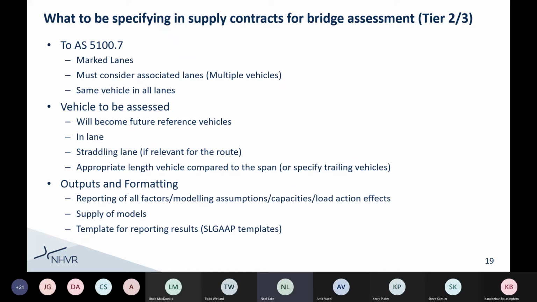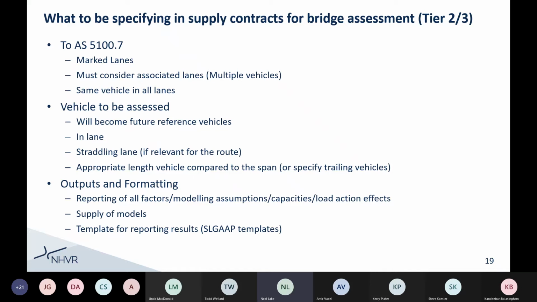So, on the outputs, it's very important that you specify in your contract the outputs that you want. You need to make sure that they report all factors, modelling assumptions, and the capacities of the members. That's very important because we need to see that they actually have done capacity calculations. Also what the load action effects are, so that's the moments and the shears and the different load action effects that occur in a structure.